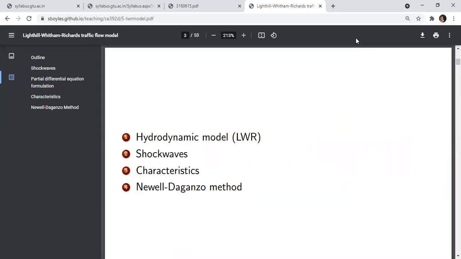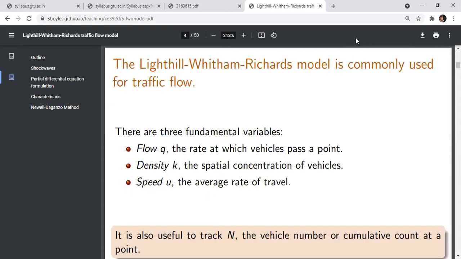So there are four main contents. The first is the hydrodynamic model, shock waves, characteristics, and the Newell-Daganzo method. The Lighthill-Whitham model is commonly used for traffic flow. There are three fundamental variables. The first is flow, Q, the rate at which vehicles pass a point.